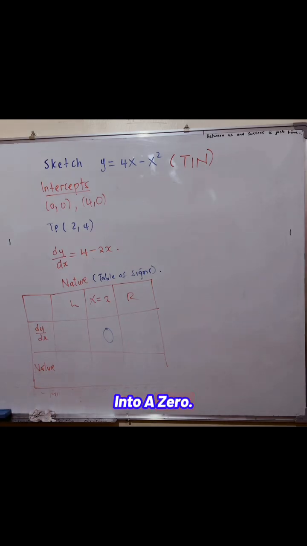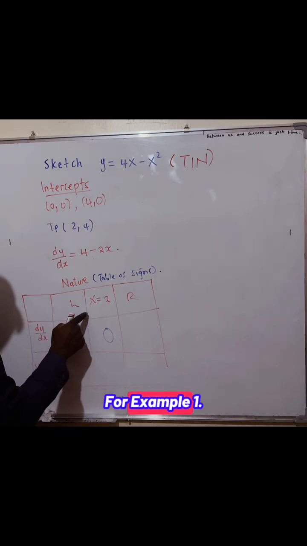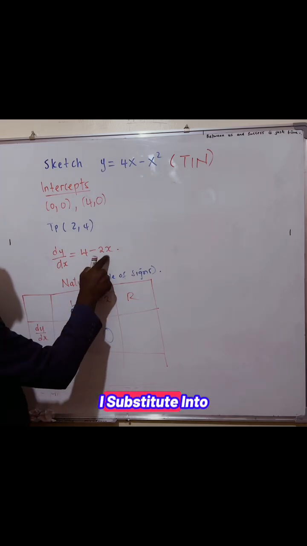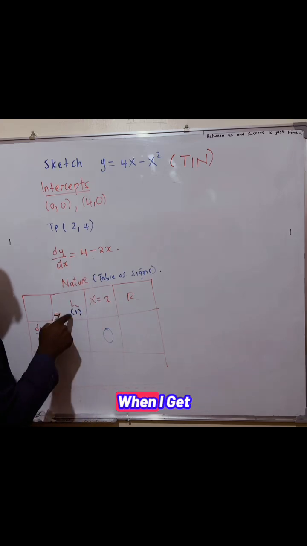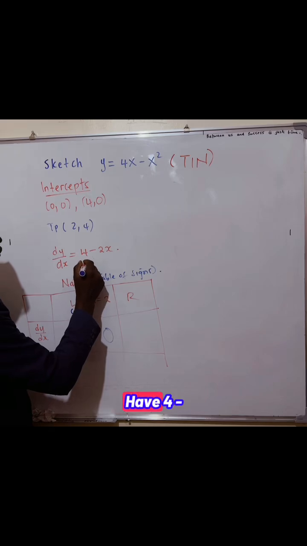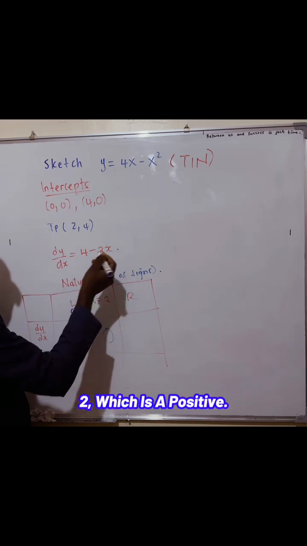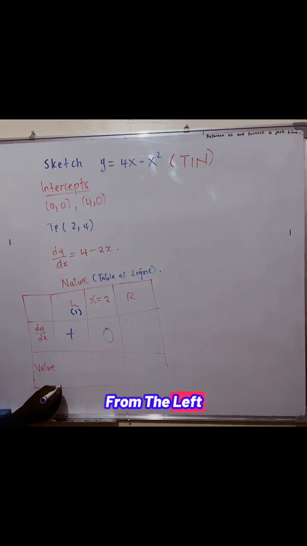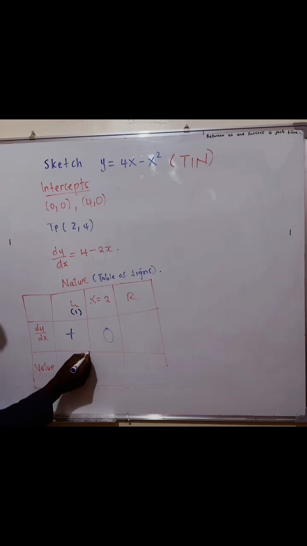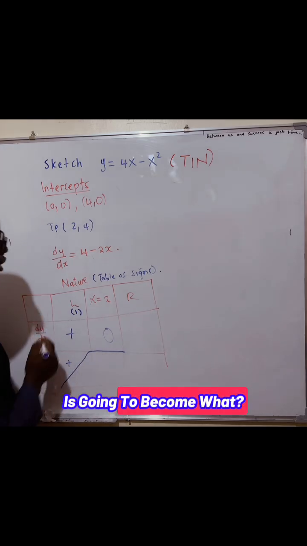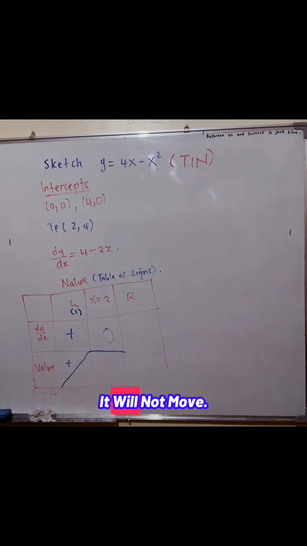A 0. Now from the left hand side, I can pick a value, for example 1. I get a 1 and I substitute into our derivative. When I substitute 1 into our derivative, I'm going to have 4 minus 2, which is a positive. What does that mean? Our curve from the left is going to increase. Yes, when it reaches 0, it is going to become a what? A constant, because it will not move.